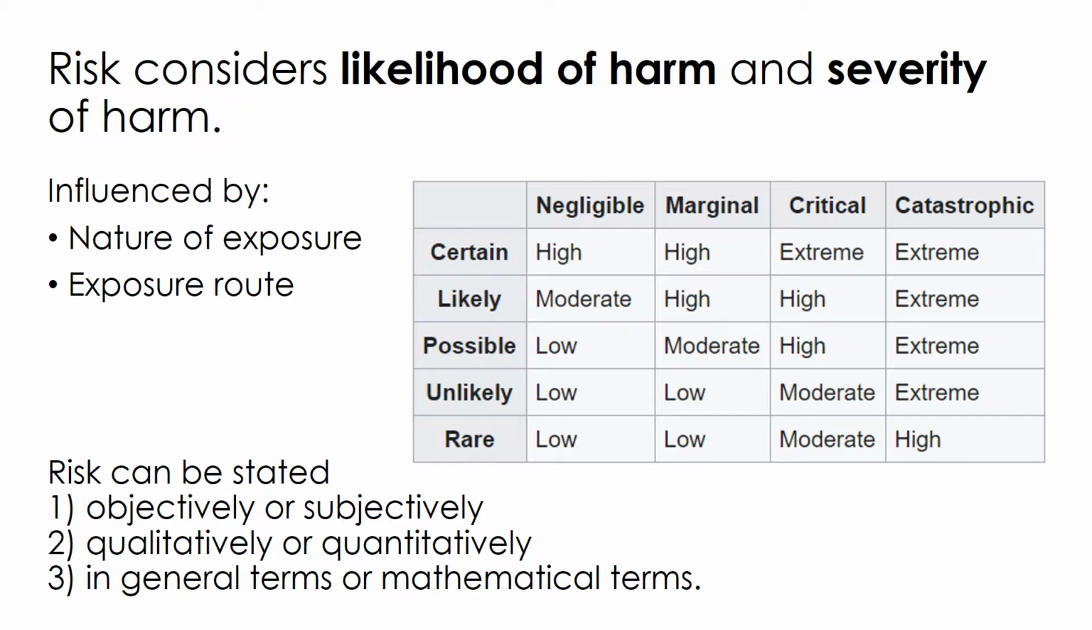The severity of harm can be influenced by the nature of exposure, whether it's chronic or acute exposure, and the exposure route. The exposure routes are inhalation, skin contact, skin absorption, ingestion, and injection. We'll talk about those more when discussing personal protective equipment in a later module.